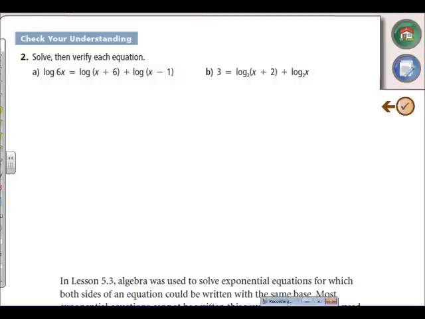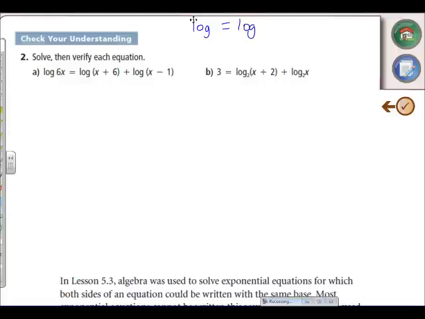In example number 1, the goal was to get a log equal to a number. This is the second type. This is where our goal is going to be to get a log equal to a log. One on each side only. Okay, so for part A. For part B, we're going to get log equal to a number. But let's look at part A. Let's work it through.